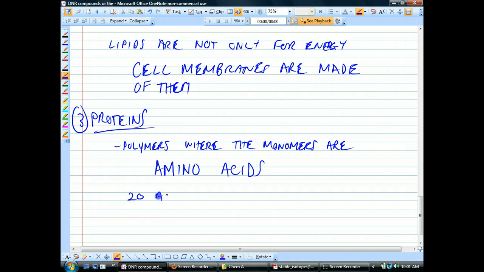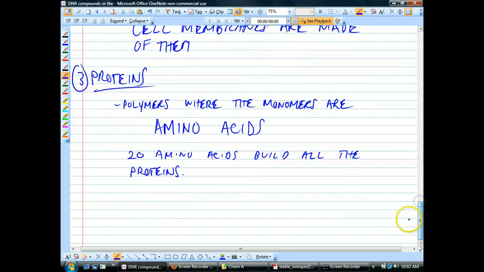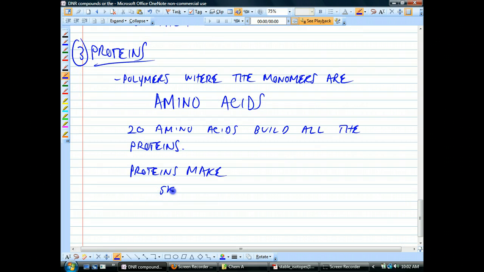20 amino acids build all the proteins in your body. Now, when I was talking about carbon compounds being strong, this is what I was talking about, is proteins. Proteins are tough. Proteins make things like, they're a big part of your skin. Of course, your skin also has lipids in it too.